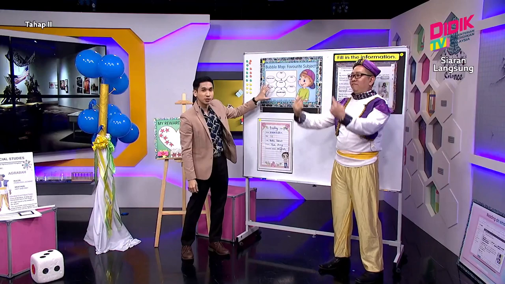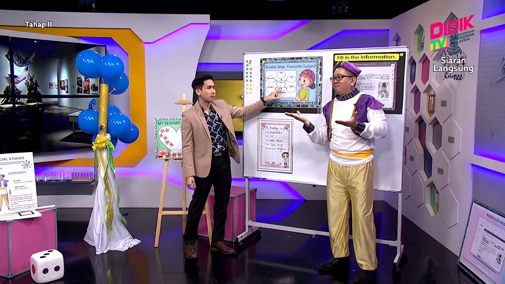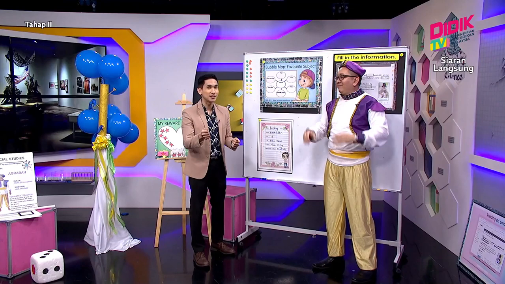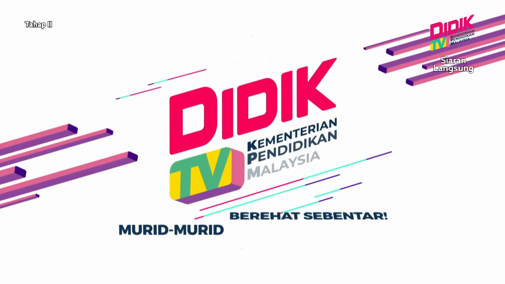Maybe I also have to do one. What's my name? Chris. Yes. And then age, where I live, my friend, favorite subject, how often, and the email account. So I will see you after this. Don't go anywhere. My email account is Didik TV KPM.